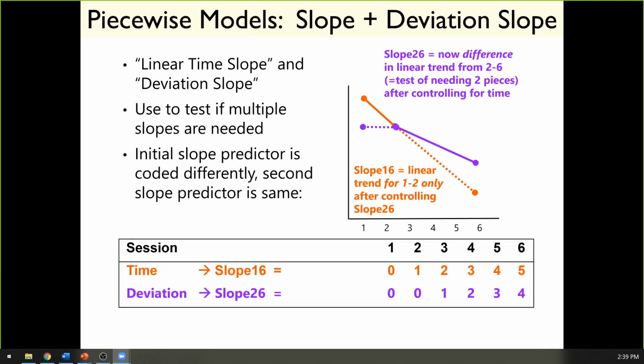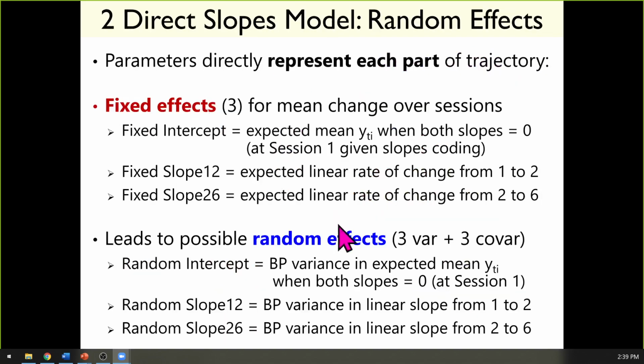Why not? So then what do the fixed effects and random effects tell you? Same thing as usual. The job of the fixed effects, the fixed slopes, is to talk about average change over time. What does the average trajectory look like? The job of the random effects is to capture individual specific deviations from that trajectory, and the model estimates the variance across people in those random effects. So if I have a random intercept, that's individual differences in the intercept at time 0. If I have a random slope 1, 2, individual differences in the change from 1 to 2. Random slope 2, 6, individual differences in the change from 2 to 6.